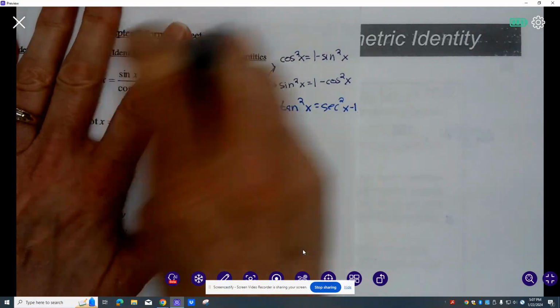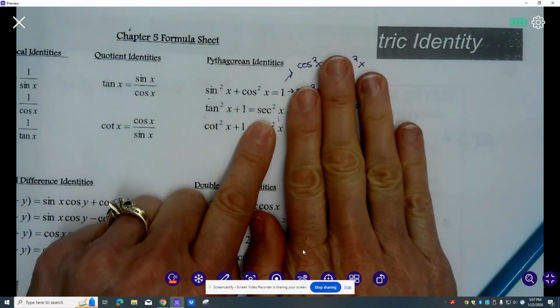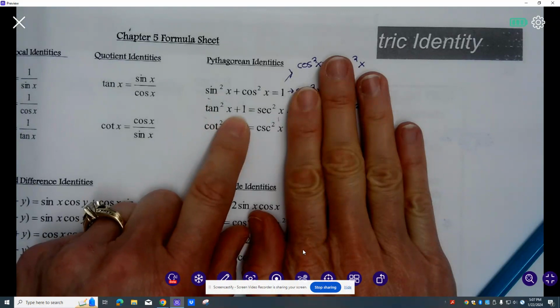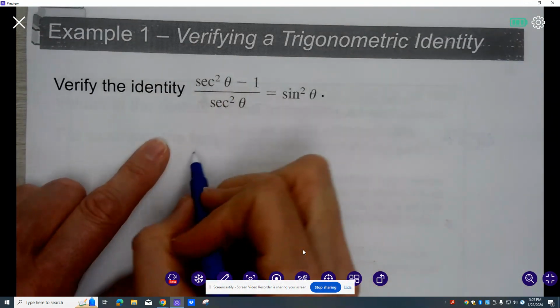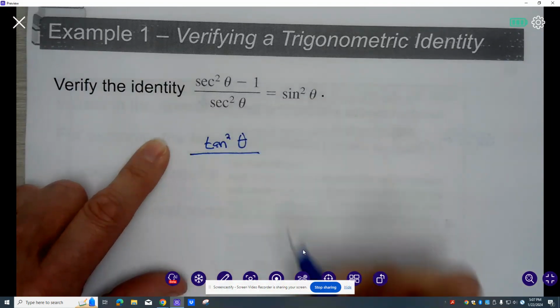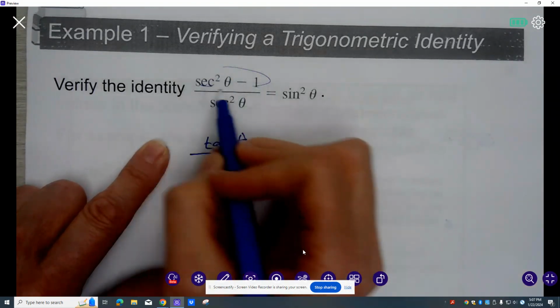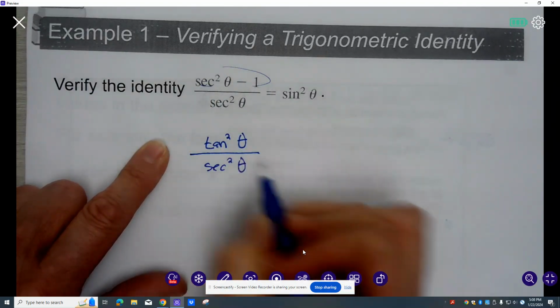So remember, if you're just looking at this identity, you don't see secant squared minus 1, but you can get the tan squared by itself. You can minus 1 from both sides. So then this whole numerator here, I can simplify into tan squared. Theta is just a different way of writing the angle. If you want to write an x, you can. So I'm going to rewrite this. Secant squared minus 1 is tan squared. And then on the bottom, I'm just going to keep that secant for now.